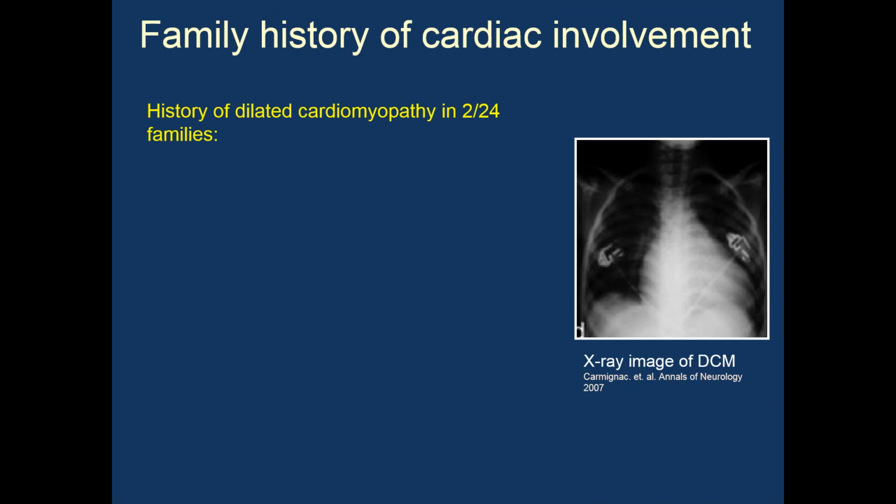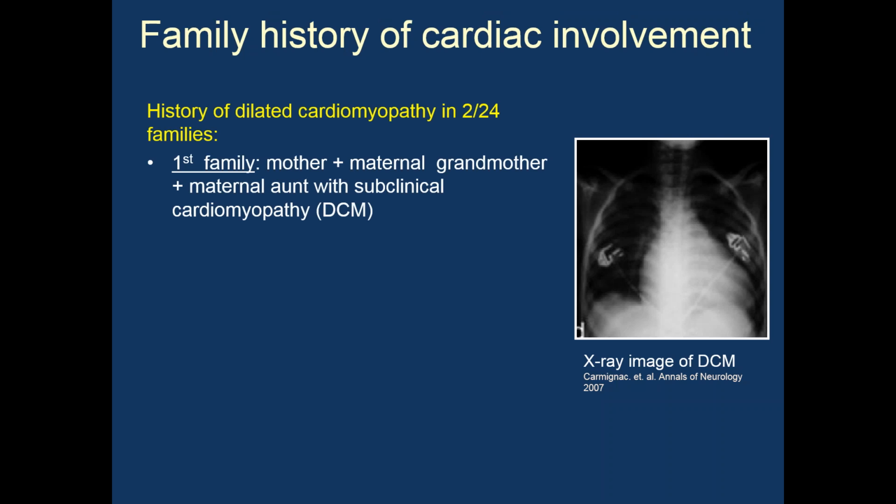There was a definite history of adult onset dilated cardiomyopathy in 2 families. In the first family, there was a mother, a maternal grandmother, and a maternal aunt with subclinical cardiomyopathy. They didn't have any clinical symptoms as a result of that, but they definitely had a larger than normal heart. And all 3 were definite heterozygous carriers, in this case, of splice site mutations.